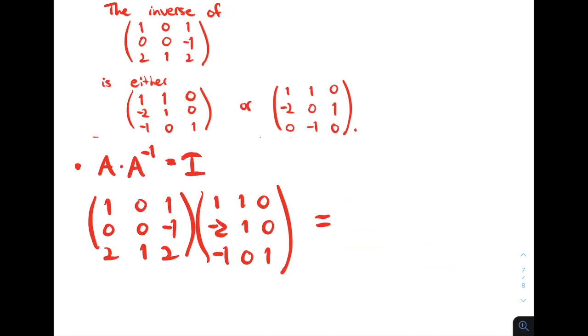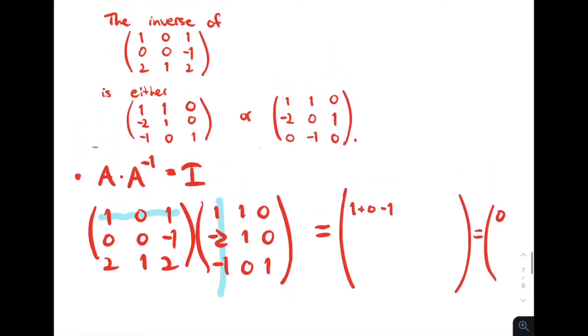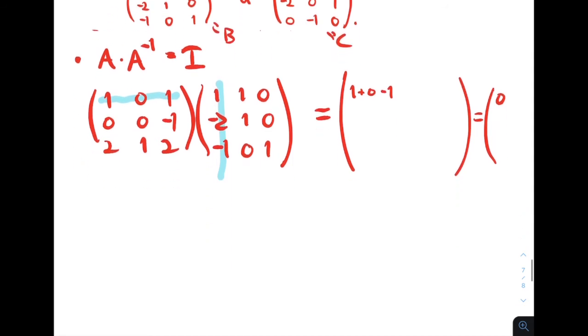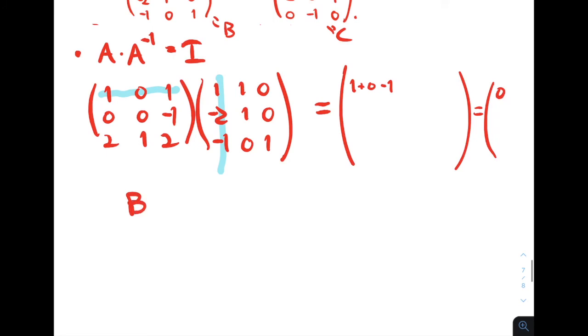Let's try to calculate it. The first entry would be 1 times 1, which is 1, plus 0 times 2, plus 1 times negative 1, negative 1, which is 0. This is immediately enough to know that this is not the inverse. If our first was A, and we call the second B, and this third C, we know that B does not equal the inverse of A.